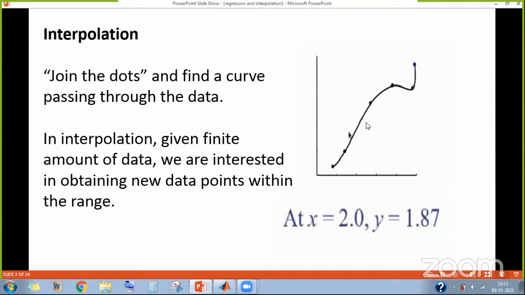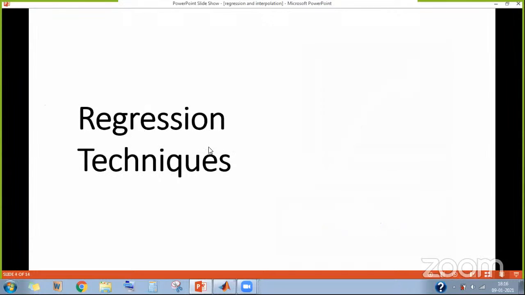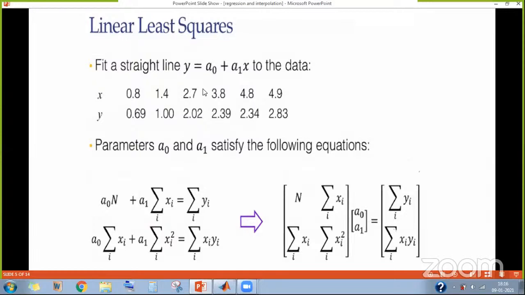Through interpolation, we can know the value at different points that we did not know beforehand. For example, let's say after we did this interpolation curve, at x equals 2.0, we get the value of y as 1.87. So this is the difference between regression and interpolation. Now we will look into regression techniques first-hand.